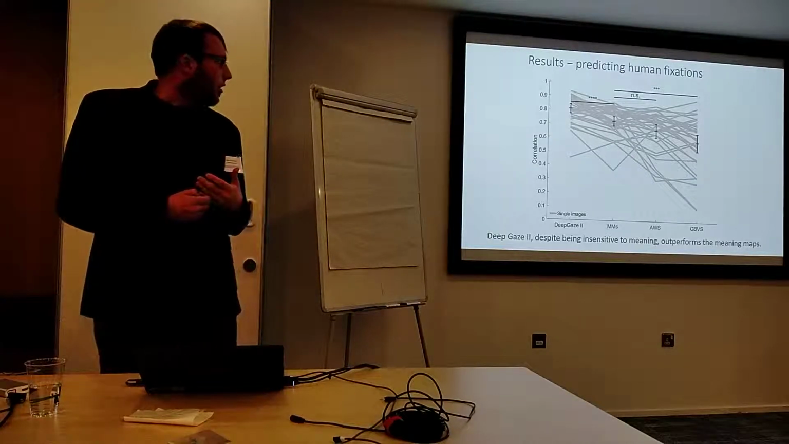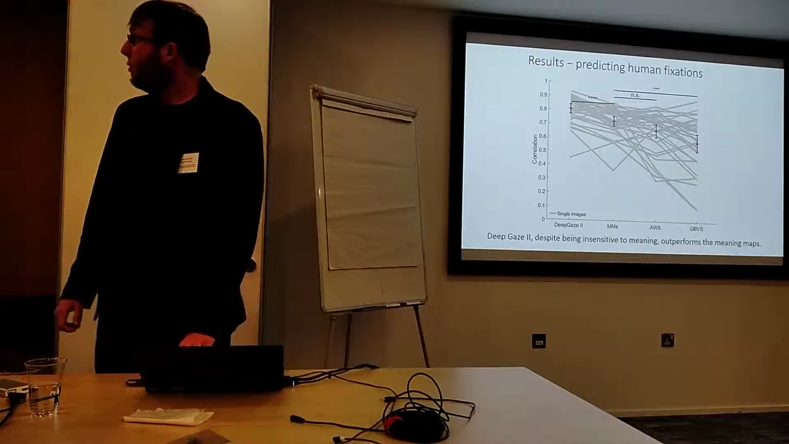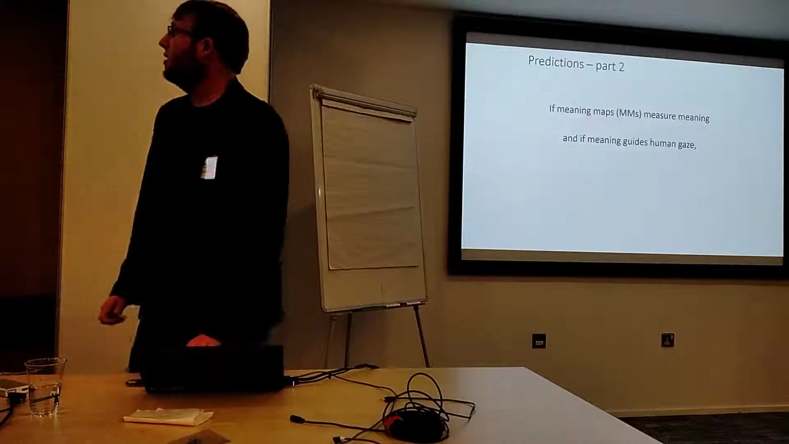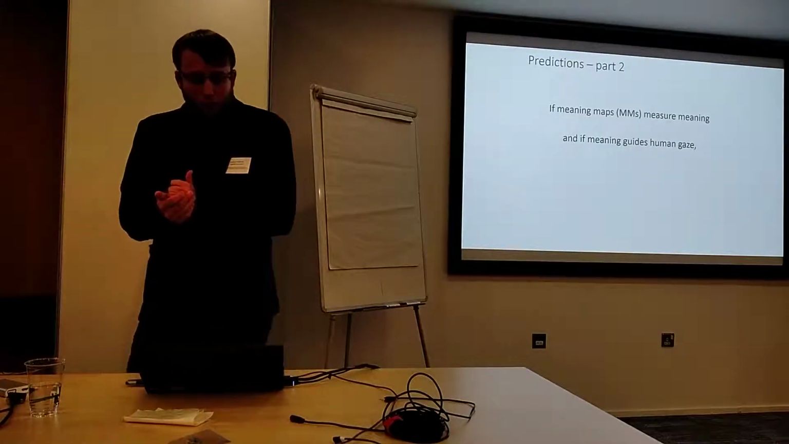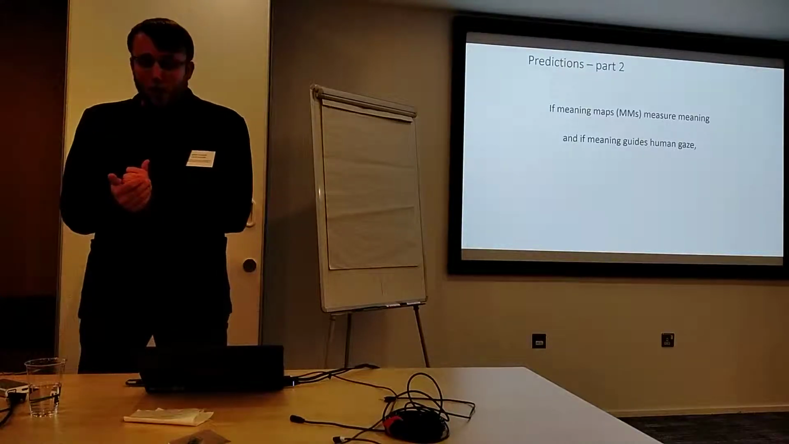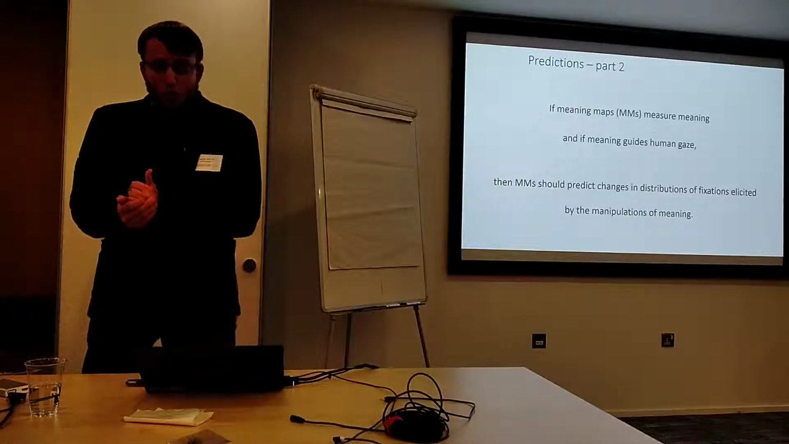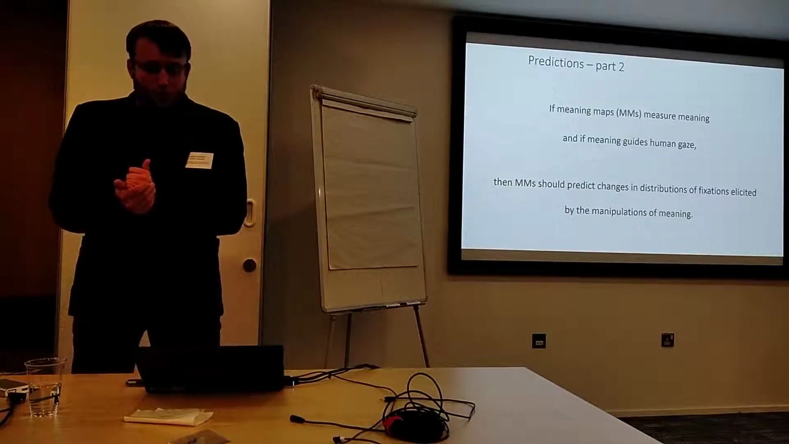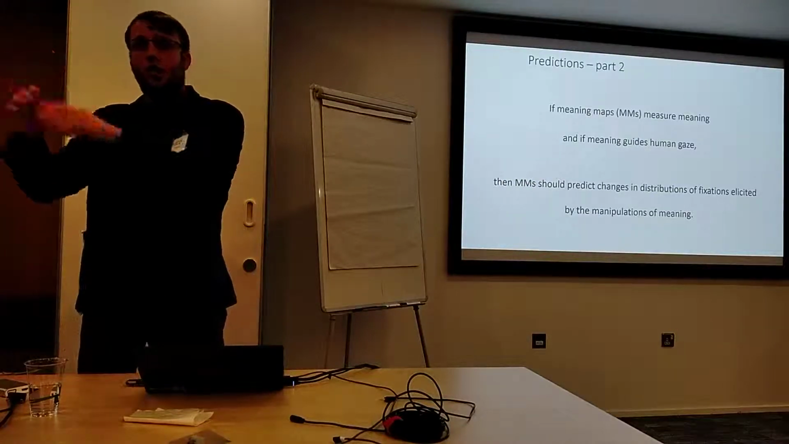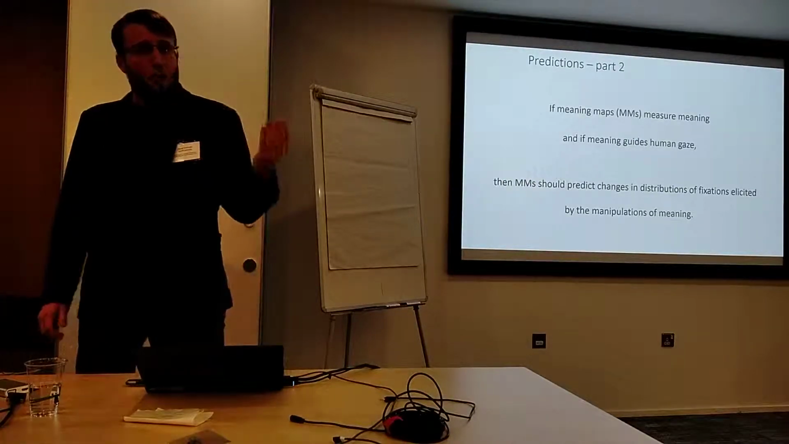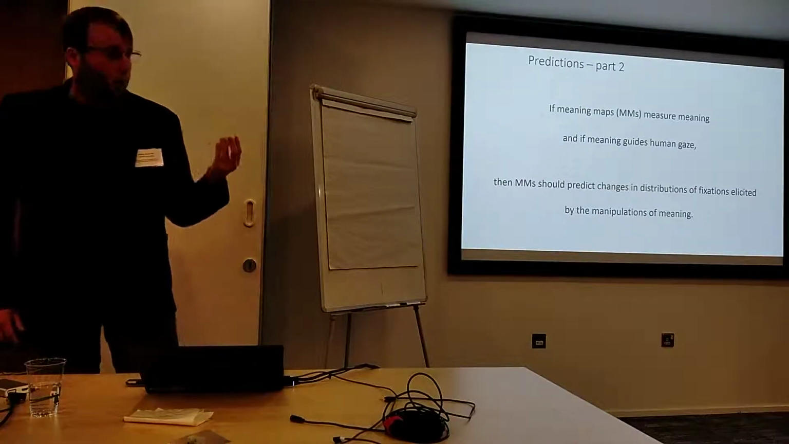Maybe we should look into them further. And this is what we do. In the second part of our studies, we again formulate predictions. This time, if meaning maps measure meaning, and if meaning guides human gaze, then meaning maps should predict changes in distributions of fixations elicited by manipulations of meaning. So if we take a certain scene and change something in it, people should react to that because meaning is changed, and meaning maps should be sensitive to that as well.